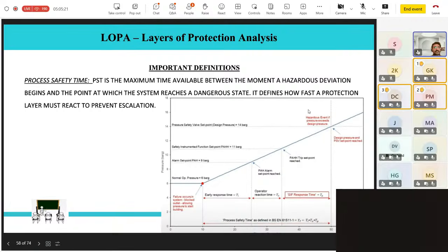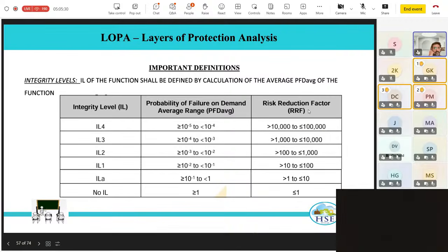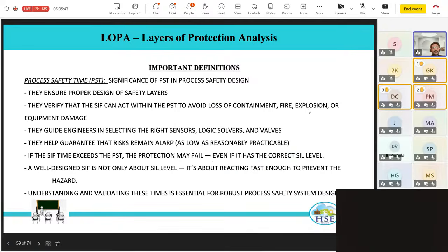And looking at the integrity level definitions, I think it would be more relevant once we look at the example. If you want, I can go back to the slide, but again, it would be lost trying to look at just these without understanding how to interpret them. But for the time being, just remember SIL 2 is 100 to 1000, SIL 3 is 1000 to 10,000, SIL 4 is this. Okay, and then we will refer to this table back when we are doing the exercise.